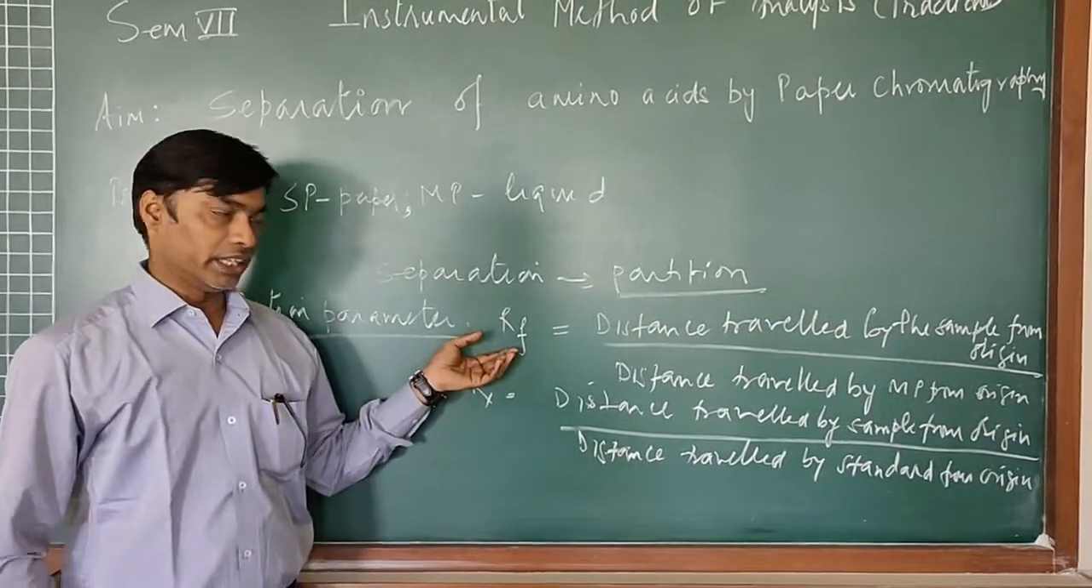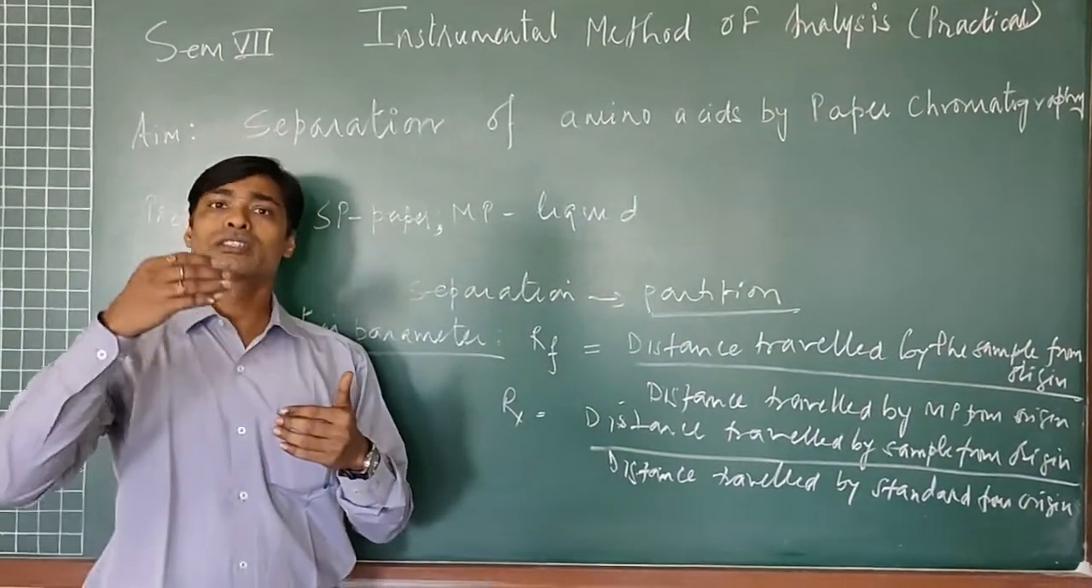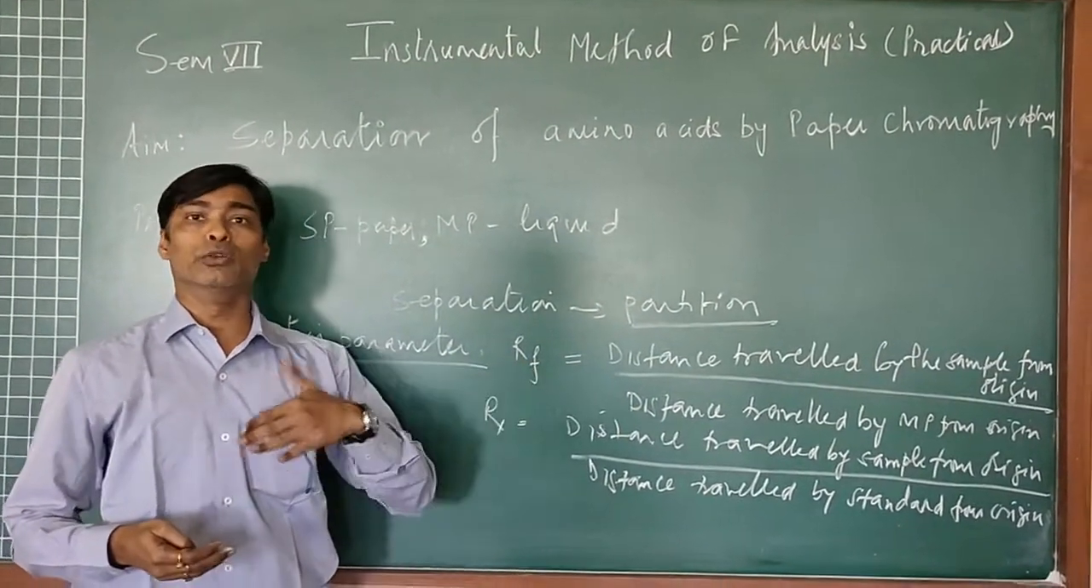The RF is below 1 because the distance traveled by the sample is always divided by the distance traveled by the solvent, so it cannot have a value beyond 1.